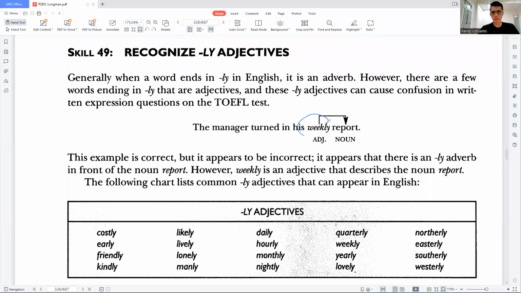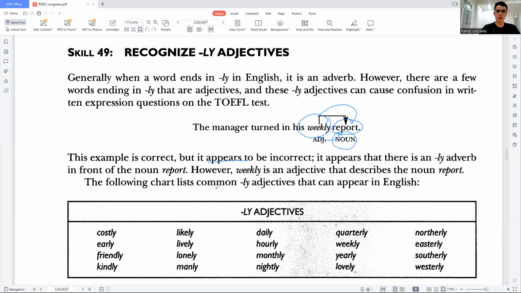Weekly here explains the word report, which is a noun. Remember that an adverb cannot describe a noun. Weekly report means the report that should be written once a week. The example appears to be incorrect, but actually it is correct. It appears that there is an ly adverb in front of the noun report. However, weekly is an adjective that describes the noun report.